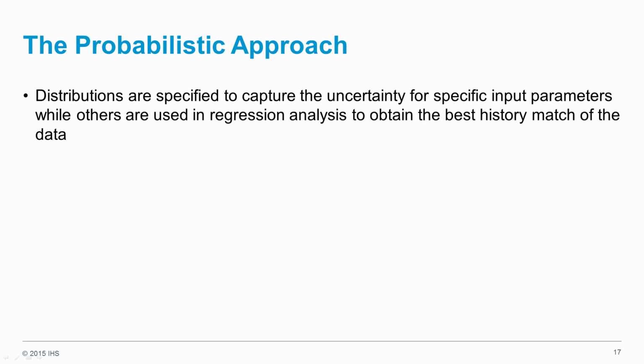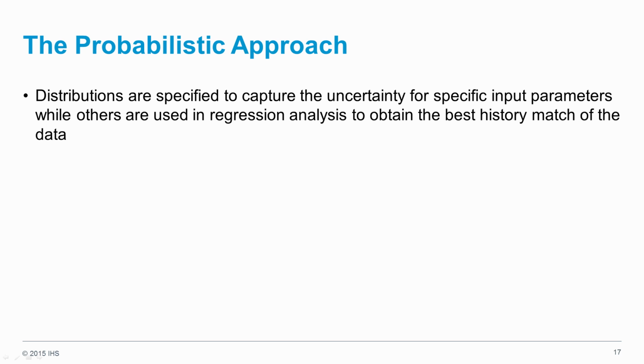So distributions are specified to capture the uncertainty for specific input parameters, while others are used in regression analysis to obtain the best history match of the data. This is a key bullet that I would like to reiterate. In the last example, our simple volumetric example, we assign distributions to each input. The main difference between that simple Monte Carlo simulation and this approach is that now we have production history.